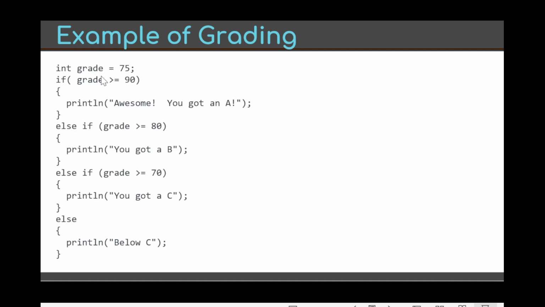So if grade is 75, our first conditional is grade greater than or equal to 90. That is false. So we'll skip this first block. Then we'll go into this else if. Grade greater than or equal to 80. Well, grade is 75, which is not greater than or equal to 80, so we'll skip this. Now we go here. If grade is greater than or equal to 70, so grade is 75, which is greater than or equal to 70, we'll run this block, which is print line you gotta see.